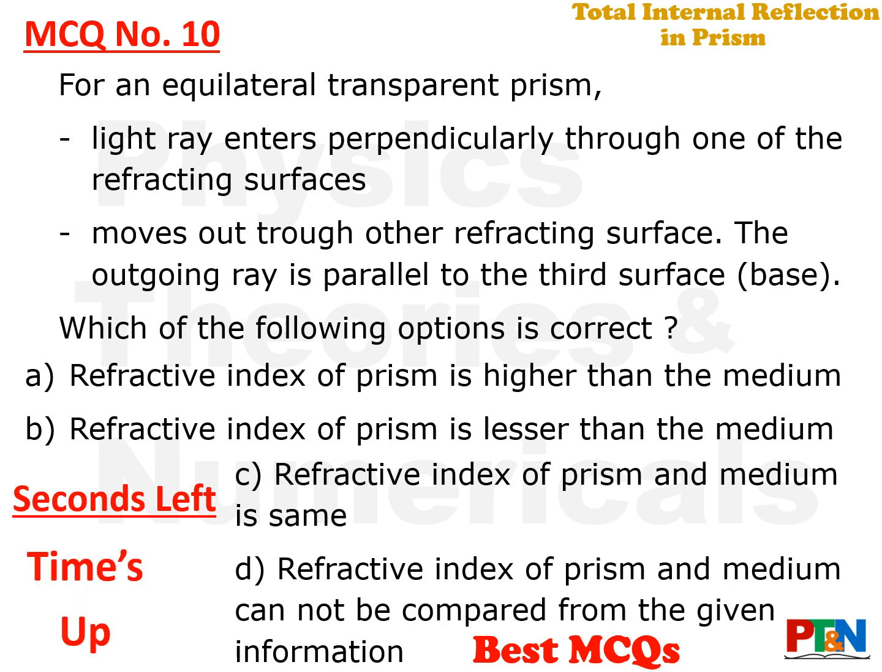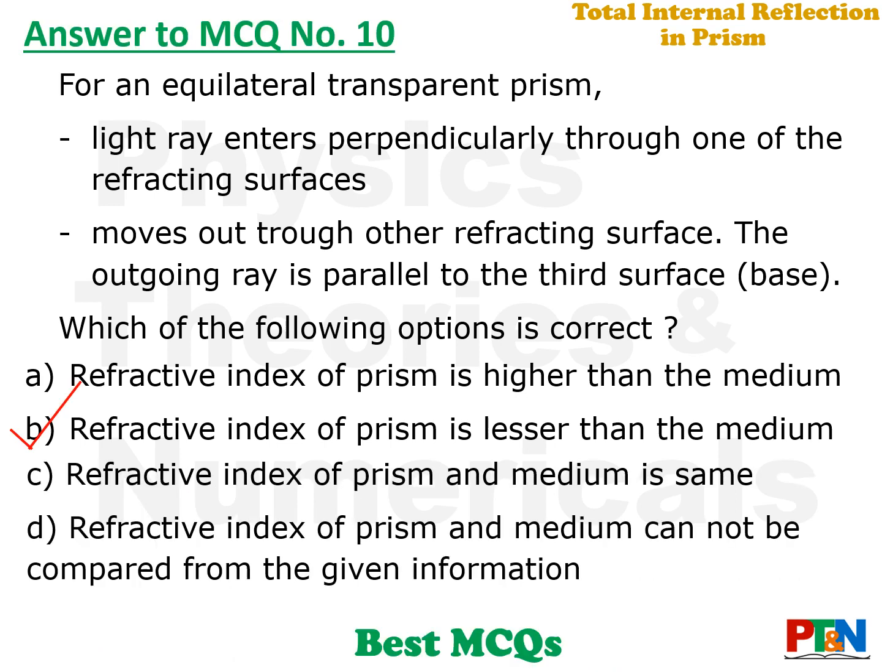Time's up. Let's see the answer. The answer is option B. That is, refractive index of prism is lesser than the medium. That means the refractive index of the medium is higher. You draw the diagram, you can easily find out.